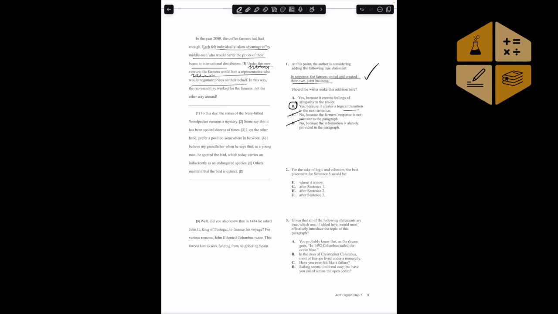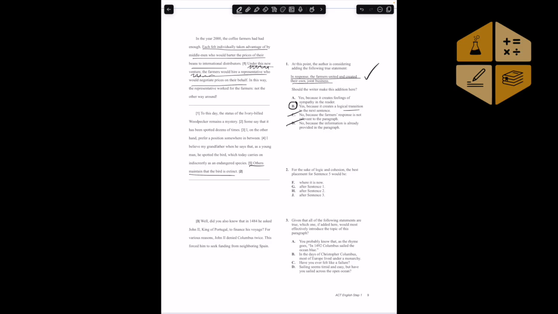And the question says, for the sake of logic and cohesion, the best placement for sentence 5 would be where? Sentence 5 is this one. Others maintain that the bird is extinct. Now, again, we just need to go place that in there and reread the sentences and see. But there are some context clues, again, kind of like number 1, that are going to help us to solve this question a little bit faster.